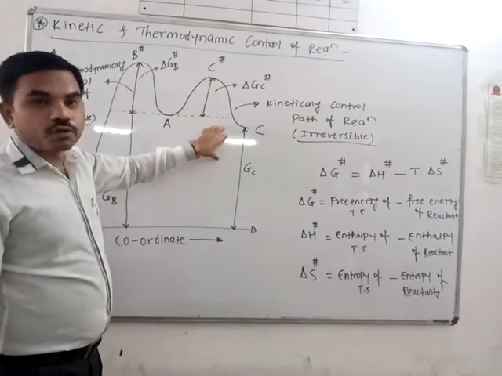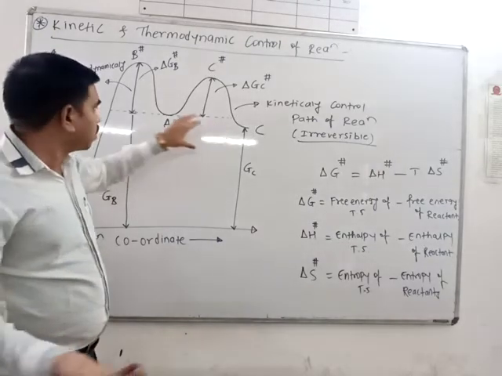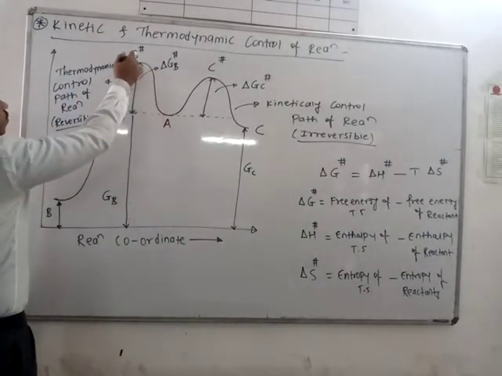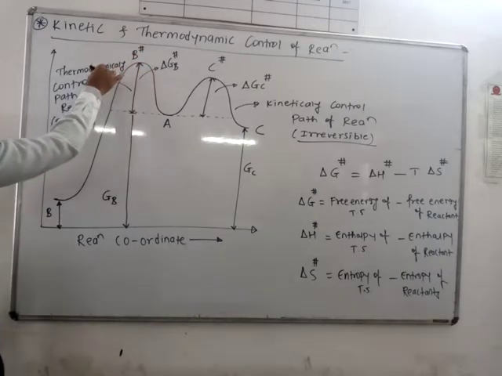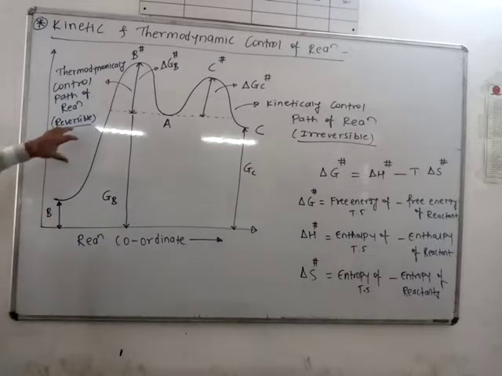But what is another possibility? B is also formed. Now from A, see here, B is also formed, B double dagger, that means the transition state, and from this TS it will be converted into the product B. So this is the energy difference. Okay, so this is what? This is the thermodynamically controlled path of a reaction, and this is the reversible way of a reaction.